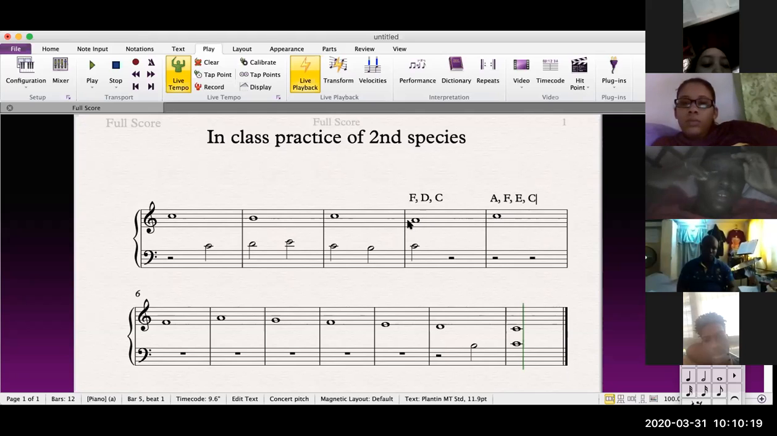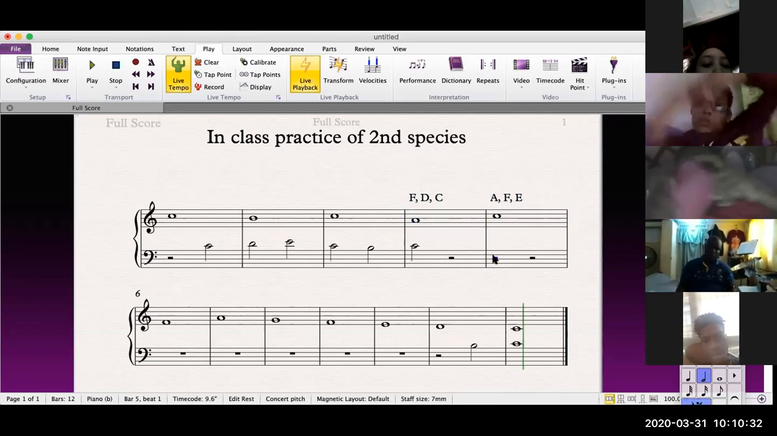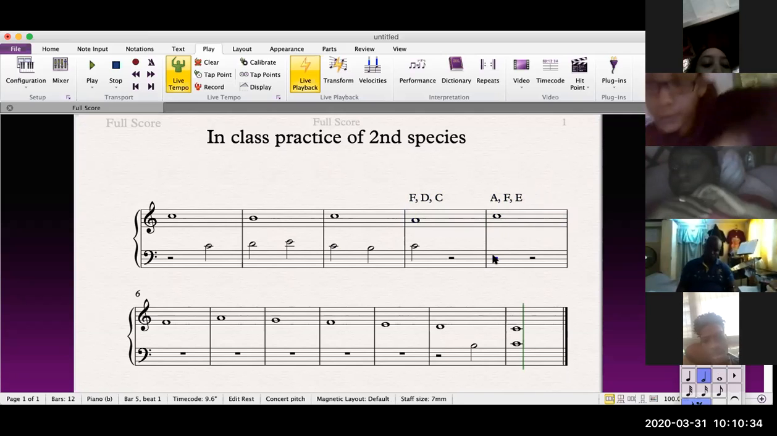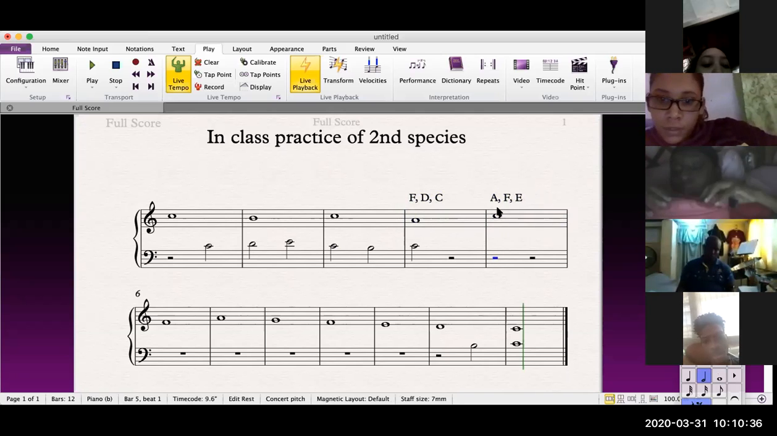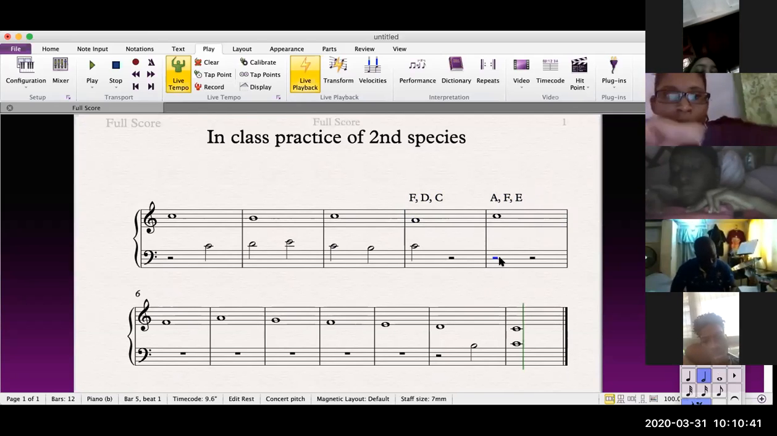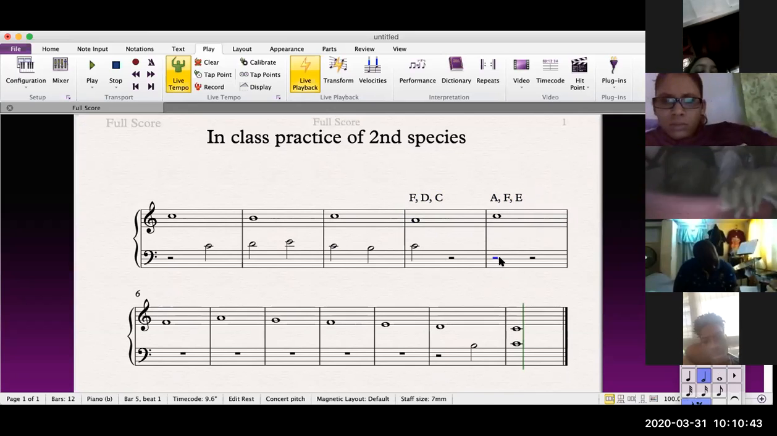But these two here are not moving by step. Therefore, this cannot be an octave. That is the octave, so we're going to take that off. So there are your three choices of note to go here. This is moving up, so probably better to move down. Yeah, I was thinking the F. Yeah, that one. Right, so then what are we going to put here?